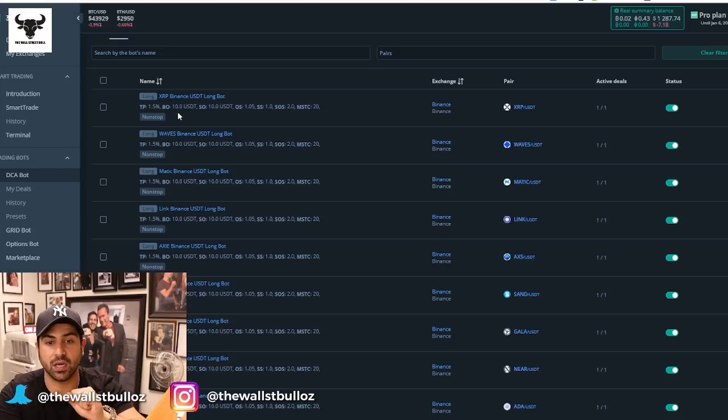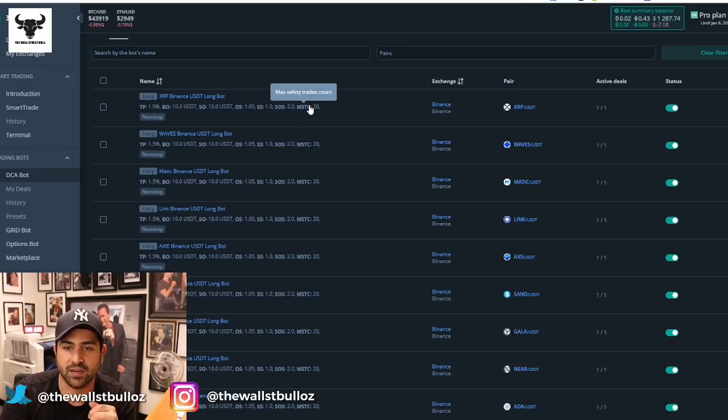So all my parameters here: 1.5% profits. The buy is 10. The safety orders are at 10 USD Tether. I've got 1.5 set here. The safety order scale is at 1%, the safety order volume scale is 2%, and obviously here's 20 max safety trades count as well.